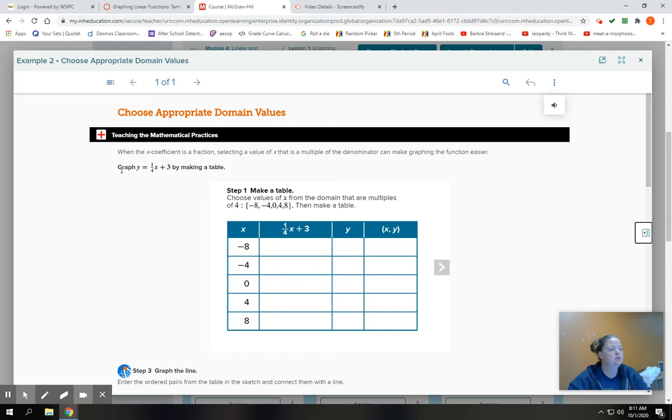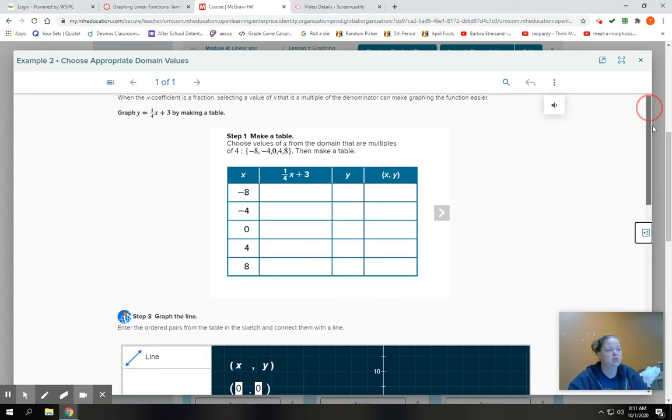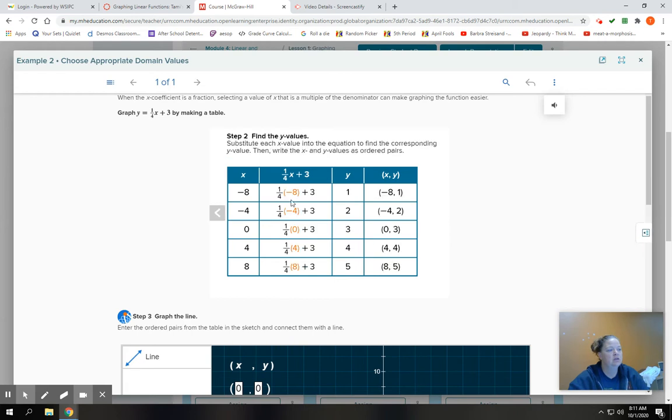So for here, we have y equals 1/4 x plus 3, and we're going to make a table for it. Notice that they have picked for their table -8, -4, 0, 4, and 8, because these are all easily multiplied by 1/4, making the math a lot easier in the long run. So we plug in those numbers, -8 for x, -4 for x, 0, 4, and 8, and we simplify.